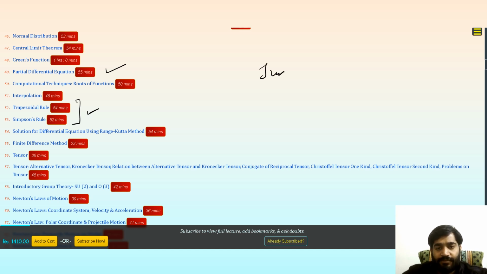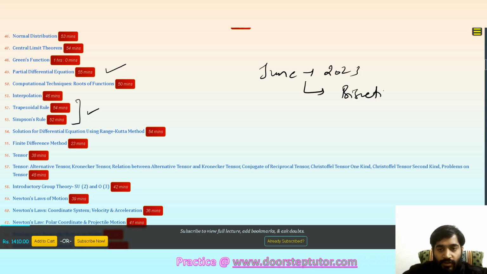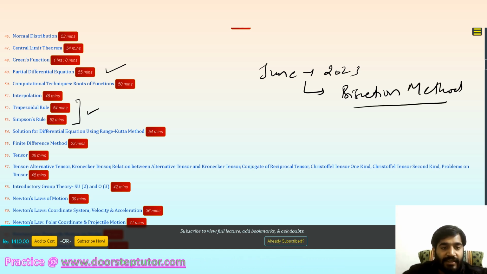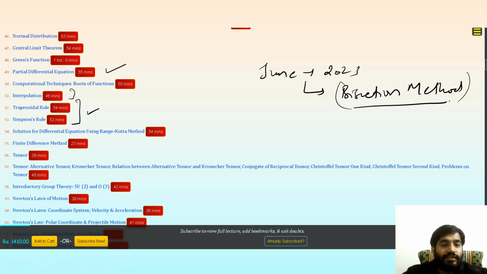In June 2023, if you observe the paper, a problem related to the bisection method was asked. Okay, the bisection method. All this you see in interpolation. So this is why topics related to interpolation, your trapezoidal and Simpson, are important. Also the computational techniques for the roots of equations are important here. Clear?